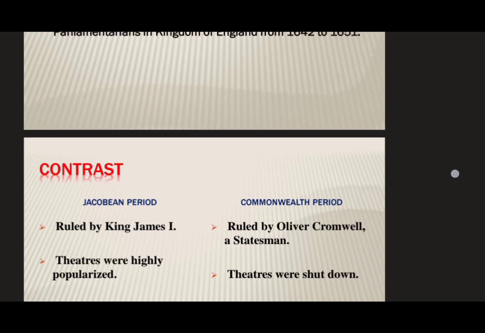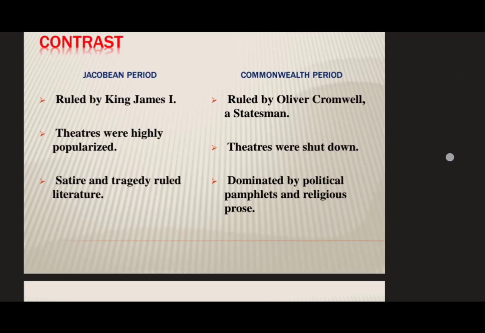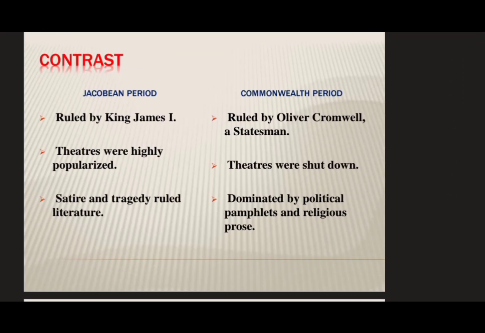What was the contrast between these two periods? As we all know, Jacobean period was ruled by King James I, but Commonwealth period was ruled by Oliver Cromwell. Oliver Cromwell was a statesman and he was not a person belonging to royal family. That is the reason it is called the Commonwealth period, because it was led by a common man.